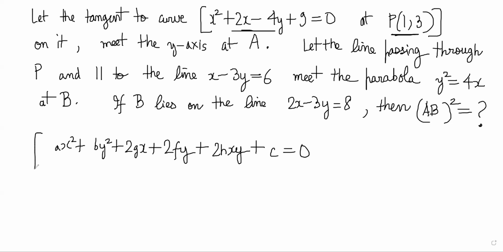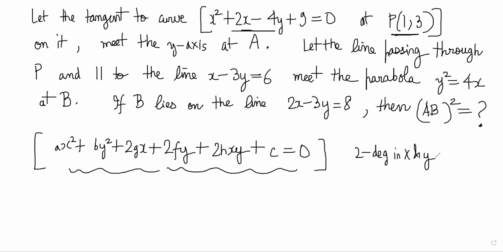So this is a very important idea. This is a standard 2-degree curve, 2-degree in x and y. 2-degree curve in x and y could be anything. It could be circle, parabola, ellipse, hyperbola. It could even be a pair of straight lines, right? Yes, sir. Anytime you need a tangent to this curve at a given point x1, y1.